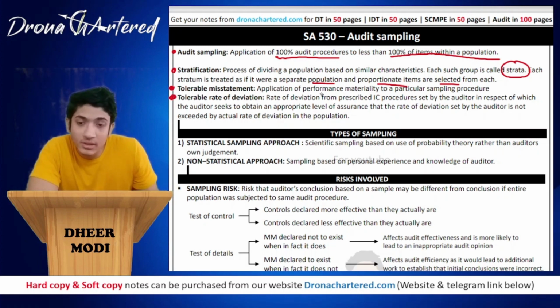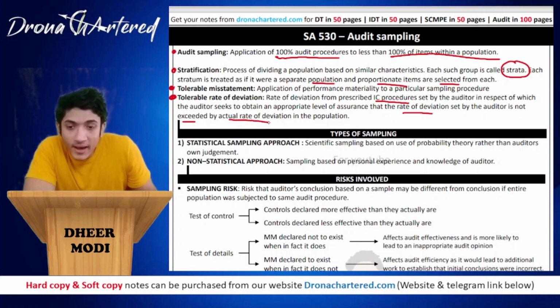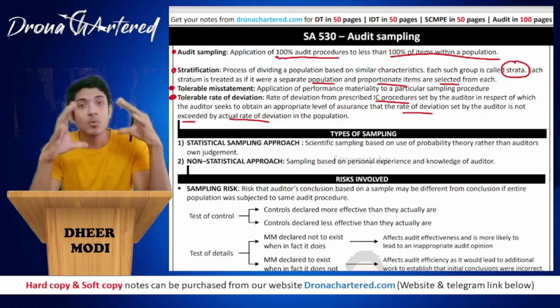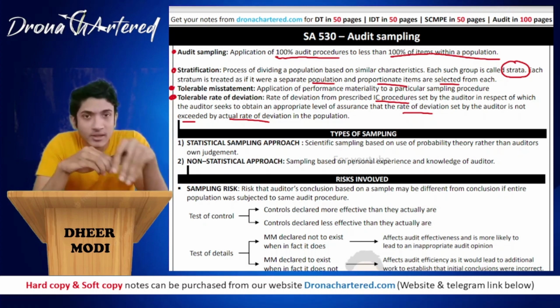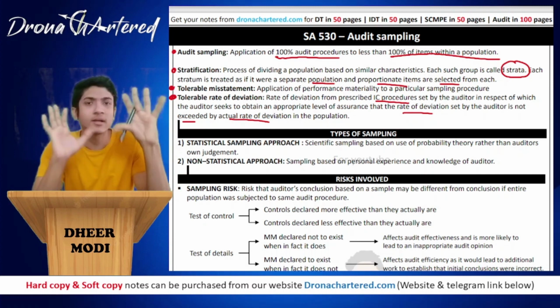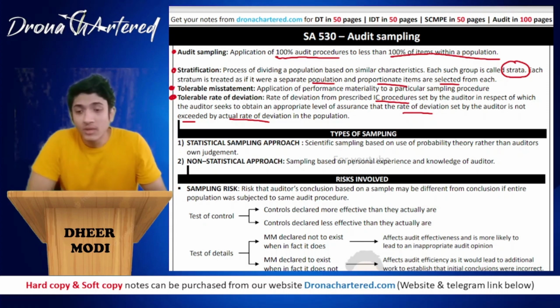Then next is tolerable rate of deviation. Tolerable rate of deviation is the rate of deviation from prescribed internal control procedures set by the auditor, in respect of which the auditor seeks to obtain an appropriate level of assurance that the rate of deviation set by the auditor is not exceeded by the actual rate of deviation. Sometimes during an audit, what you set is, if out of 100 transactions I check, there is just one transaction that does not comply with the normal requirement, that is okay, that is tolerable. Anything more than one will exceed your tolerable rate of deviation.